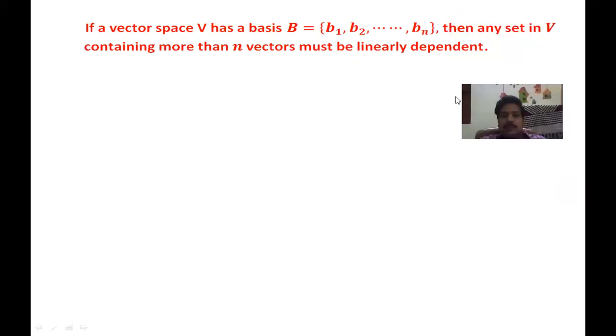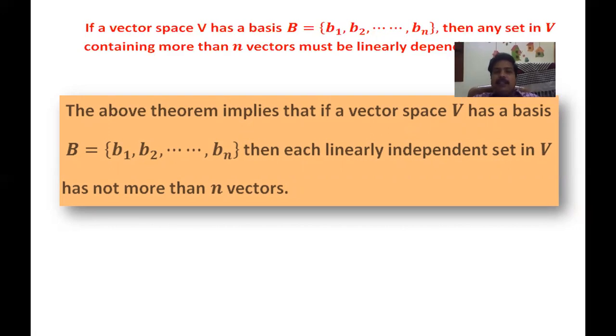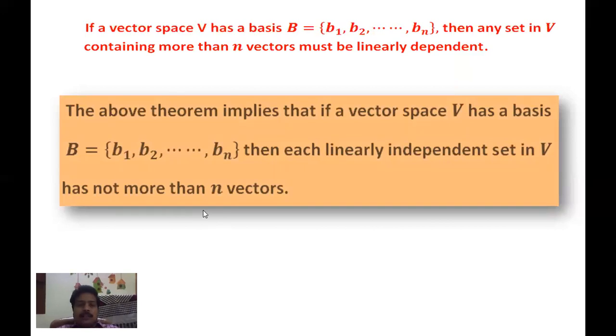And we have seen these statements in the previous classes. If a vector space V has a basis B is equal to b1, b2, and so on bn, then any set in V containing more than n vectors must be linearly dependent. So if a basis has n elements, then any set with more than n elements must be linearly dependent. That implies if a vector space V has a basis B with n elements, then each linearly independent set in V has not more than n vectors. So if V has a basis with 10 vectors, you can't have an 11 vector linearly independent set for that vector space.